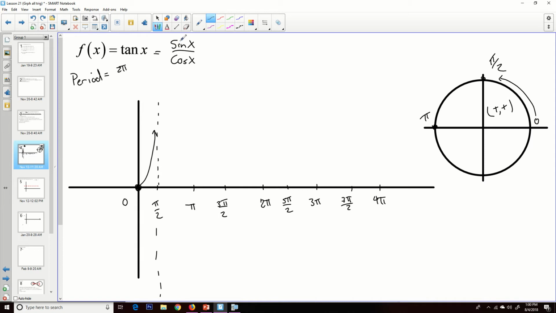At pi, the sine of pi is 0. The cosine of pi is -1. So I've got 0 divided by -1. That's 0. But again, I have two choices. It can either come up from the top and go to 0, or it can start at the bottom and come up to 0. Well, we have to make that determination.